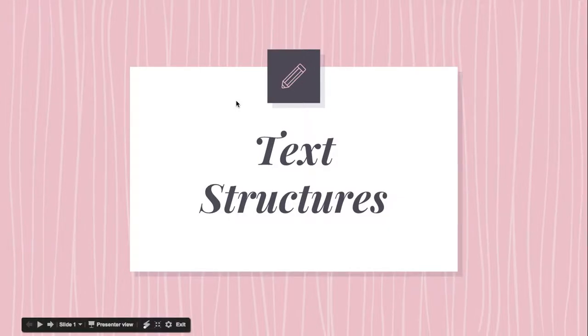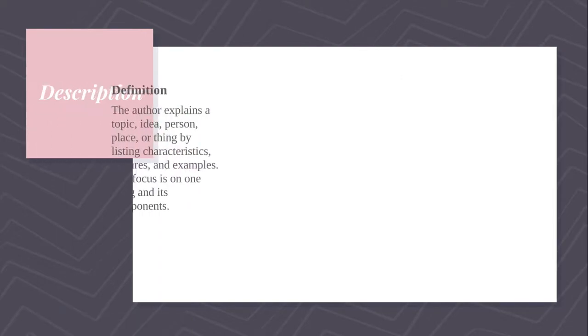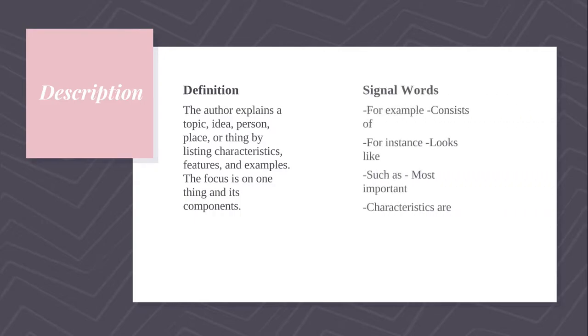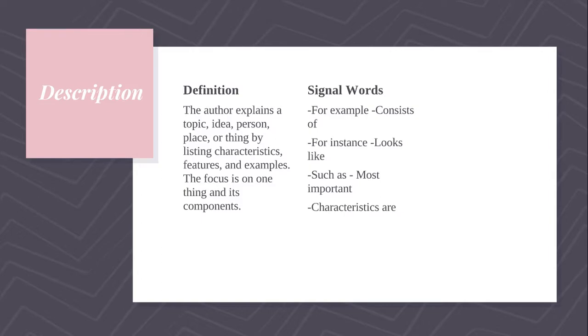Text structures. Description. The definition is, the author explains a topic, idea, person, place, or thing by listing characteristics, features, and examples. The focus is on one thing and its components. Signal words, for example, consists of, for instance, looks like, such as, most important, and characteristics are.